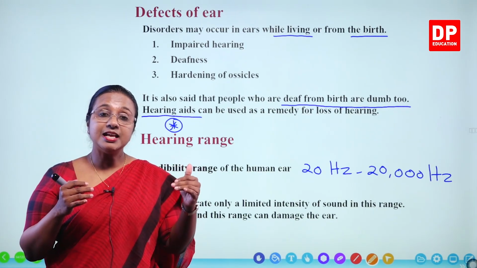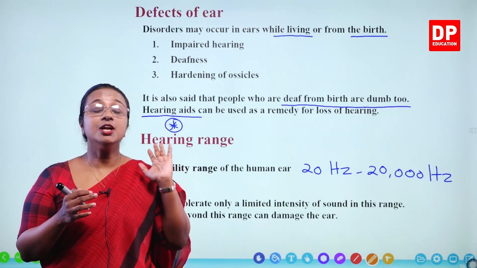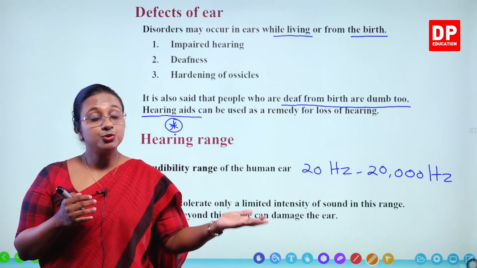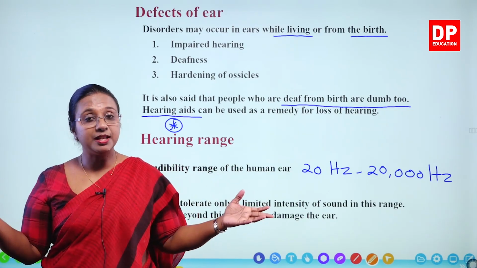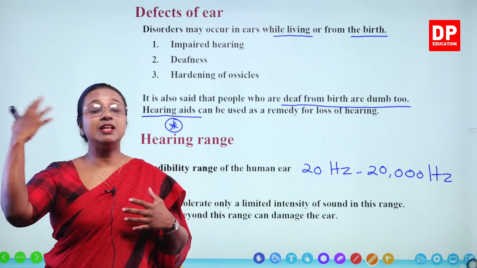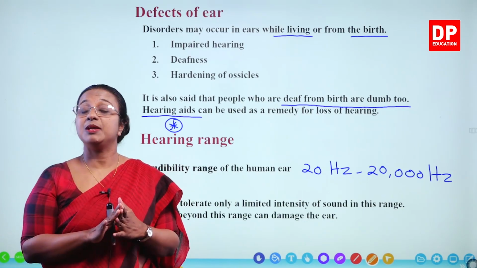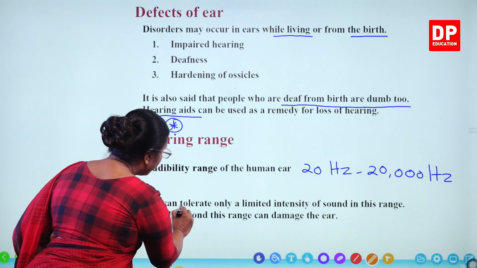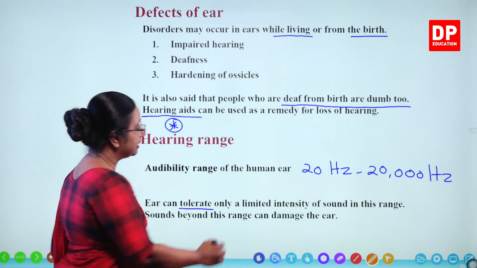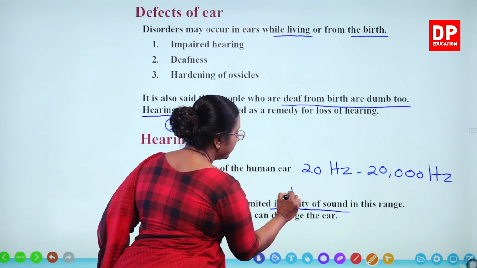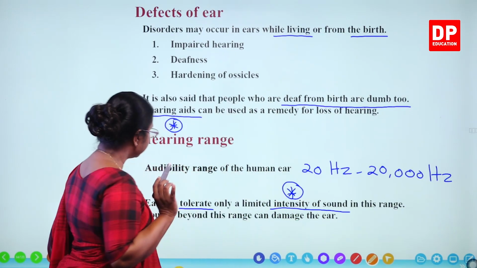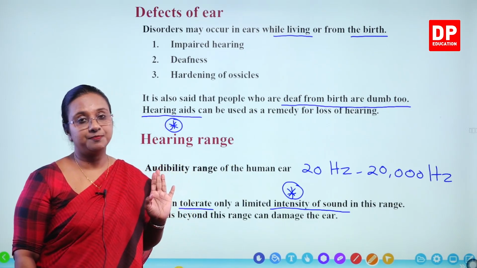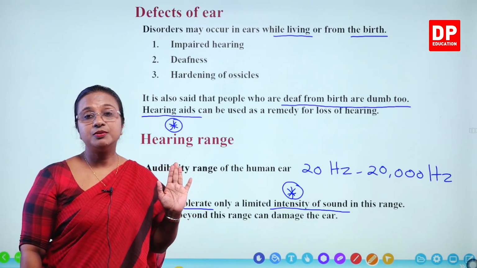Now, there is a range up to which our ear can tolerate. If the intensity is more than that, if we are exposed to very loud sound for a longer period of time, or suddenly a very, very loud sound, then there can be damage caused to the ear. So, the ear can tolerate only a limited intensity of sound in this range, and sounds beyond this range can damage the ear. Is that clear to you all now?